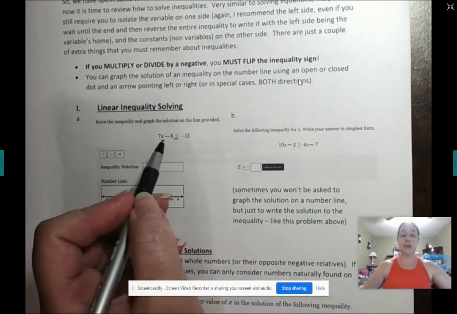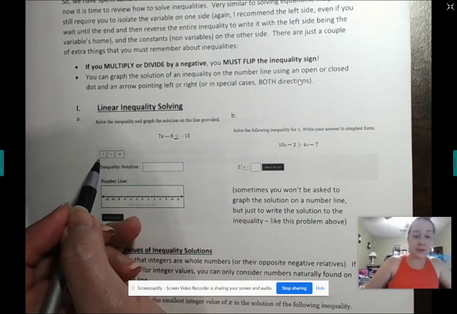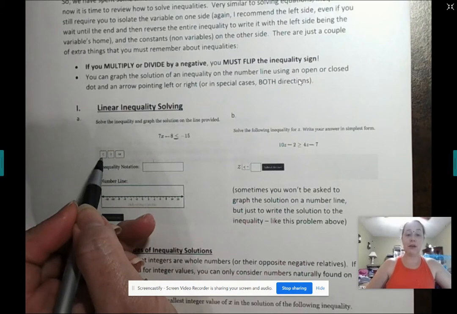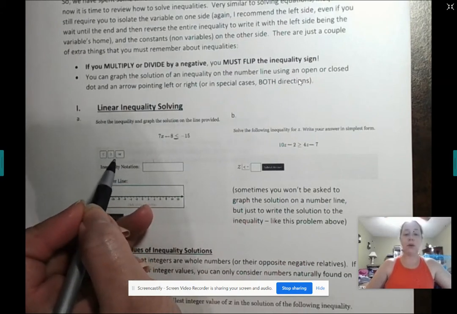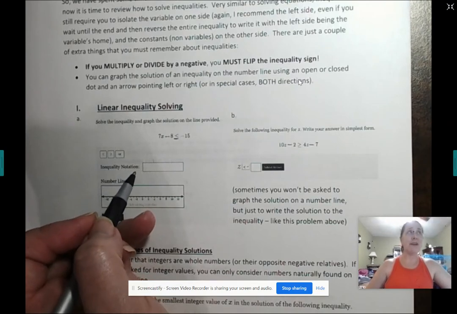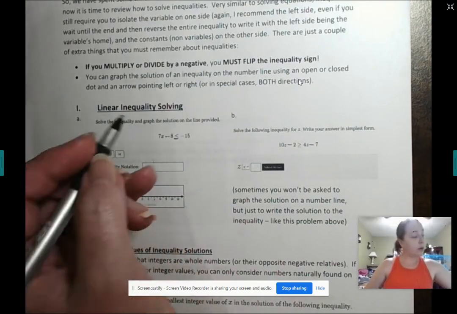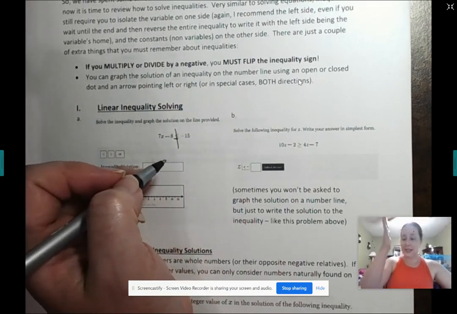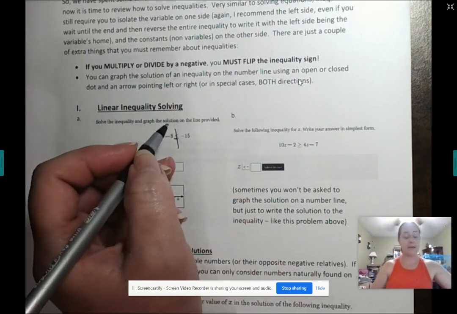So if we start with this one, this one's just a two-step inequality. And notice they've given you some symbols that you may need to use in the typing feature. They've given you a less than or equal to and a greater than or equal to. They've also given you the word or, which it's kind of up to you. I don't think you will use that on this one. So we're going to set this up. The inequality sign still represents the midpoint of the equation. We've got something before it and we've got something after it.